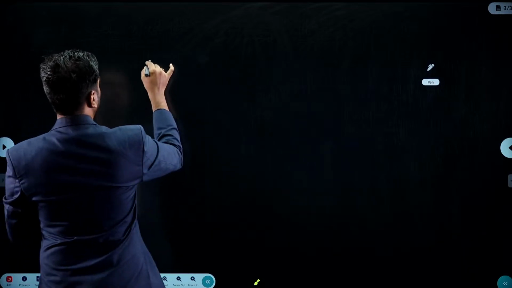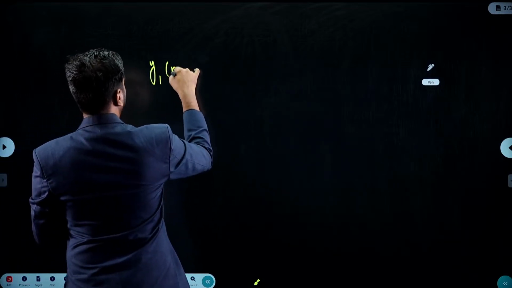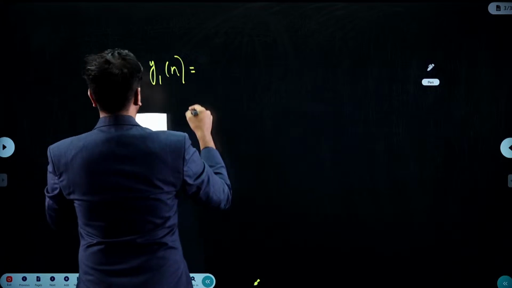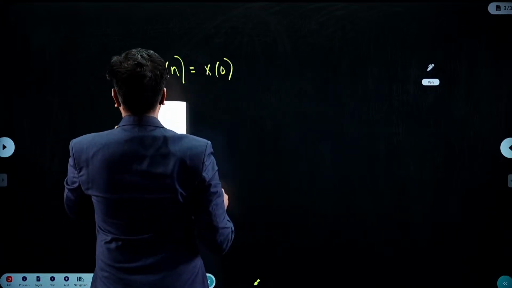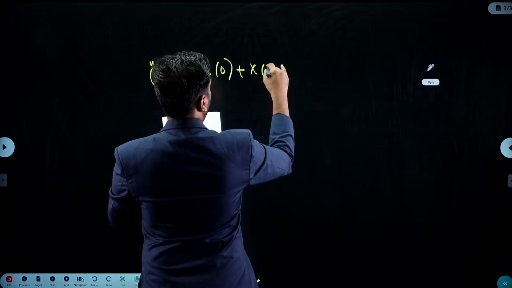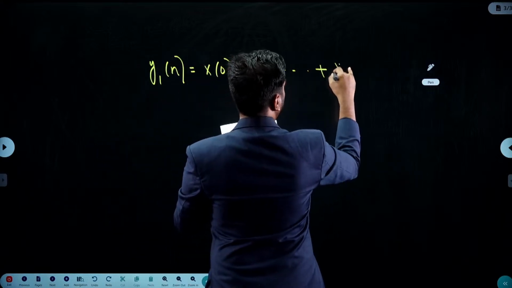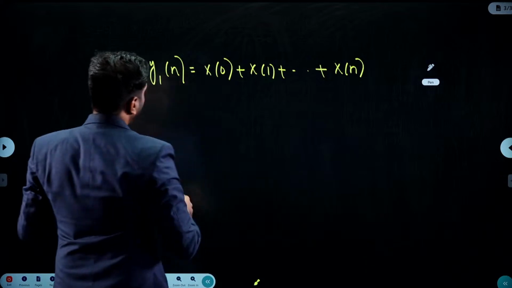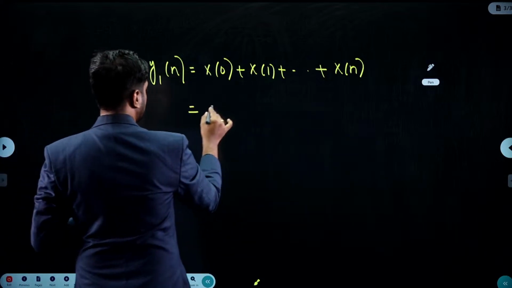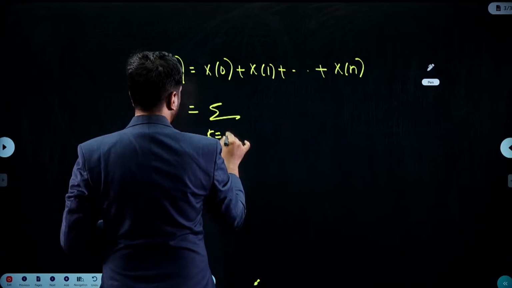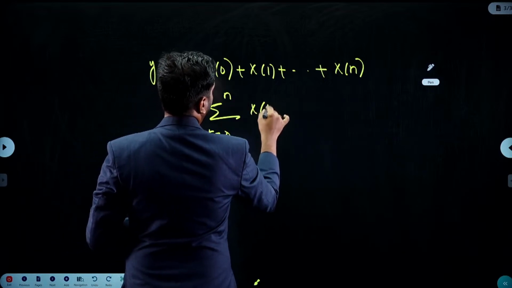They give a question like this, where the output is given as y1 of n or some transformation on the input. So x of 0 plus x of 1 plus so on plus x of n. So they are asking whether this is a stable system or not. You can rewrite this as summation k from 0 to n x of k.